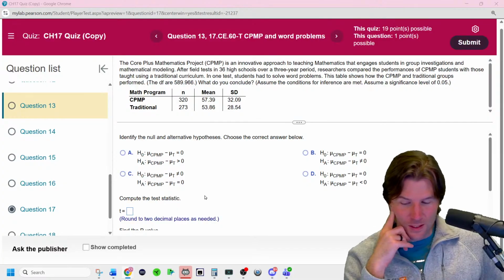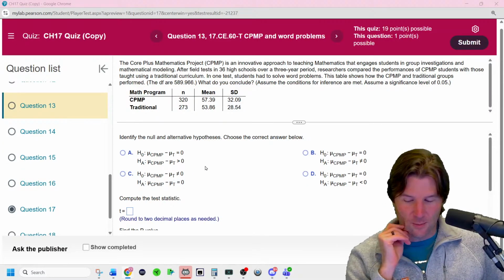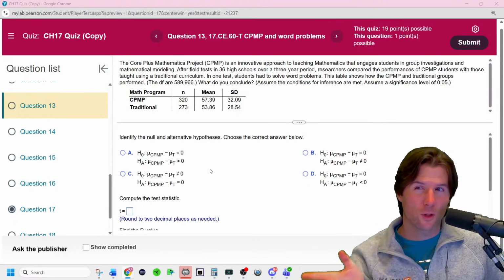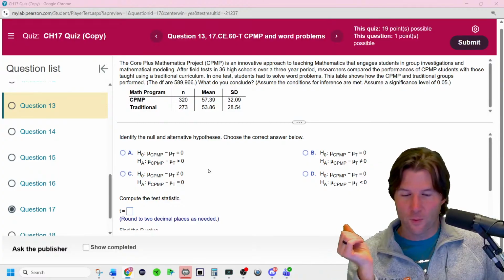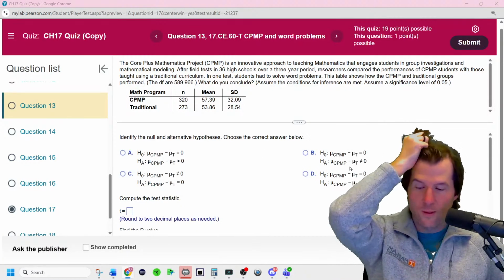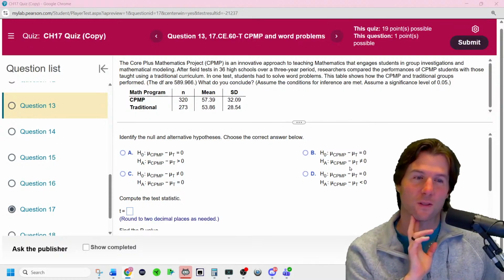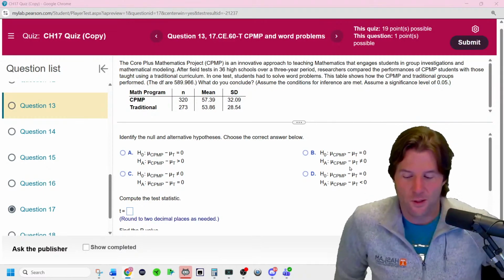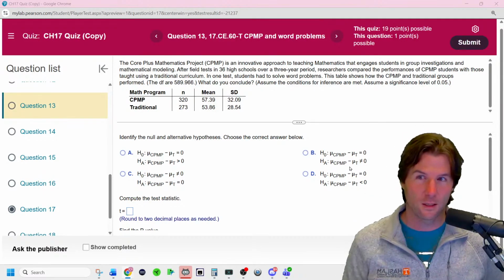Which of these is not a plausible answer, and tell me why? I want you to look at the way these nulls and alternatives are written. Oh, you have another one? We'll do this one real quick right here, and then we'll do the other one. We should be able to get this one done in 5-6 minutes. Which of these is not a plausible null? Answer that, and then I'll give you the right answer.